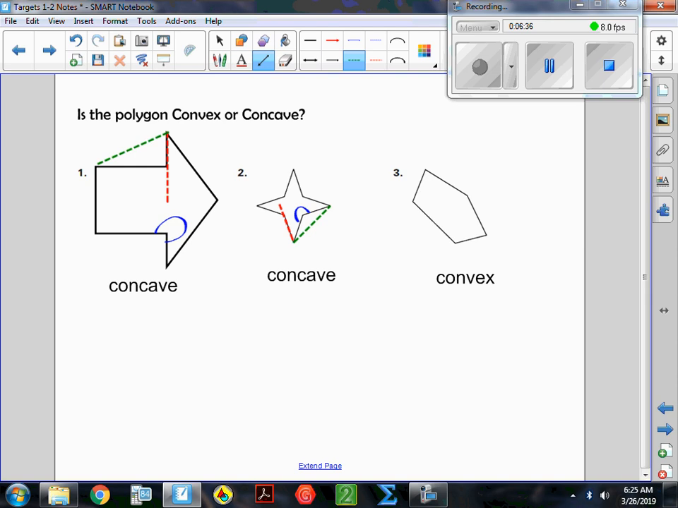Number 3 is convex, because none of those issues happen. All my angles are less than 180 degrees. All my connections between the points are either on the boundary or in the boundary. And all of my extended side lengths are outside the boundary.